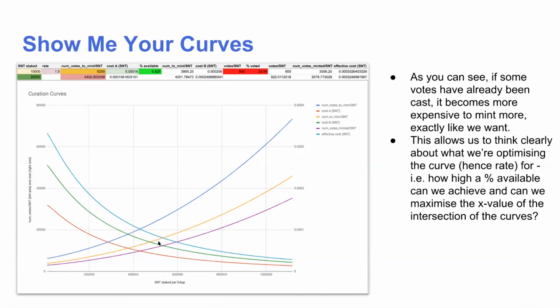So because we're using these smooth exponential curves, we can apply the same thinking, and the more votes that have been cast already as a percentage also should affect how expensive it is to mint further votes. So it makes it more expensive, and you can see the final lines here are the purple one and the light blue one. So that seems to have got us quite close to what we need for the system to work.